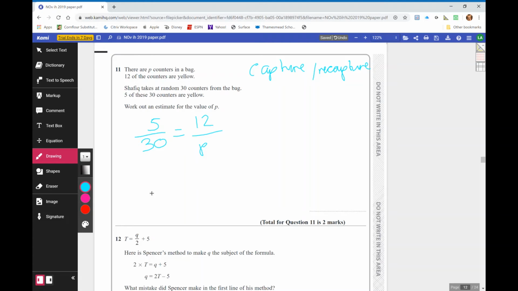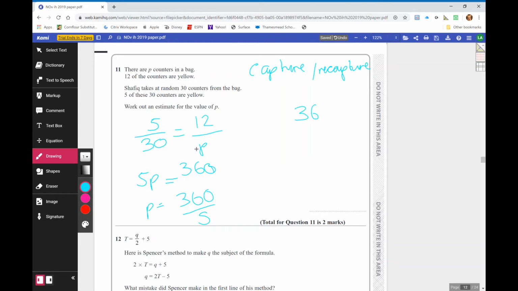There's a few ways you can do this, cross multiplying. So over here 30 times 12 and 5 times p. So you can do it like that. So 5 times p equals 30 times 12. Now if you think about 30 times 12, 3 times 12 is 36. So 30 times 12 must be 360. Now if 5p equals 360, to find p you do a division, so 360 divided by 5.